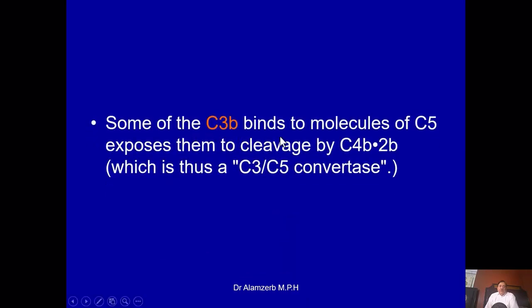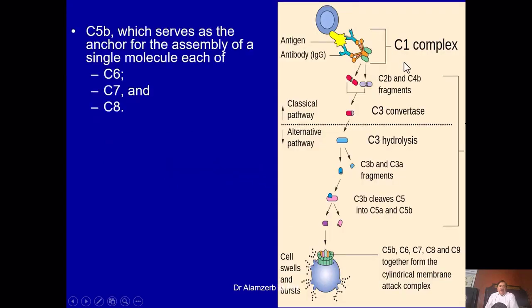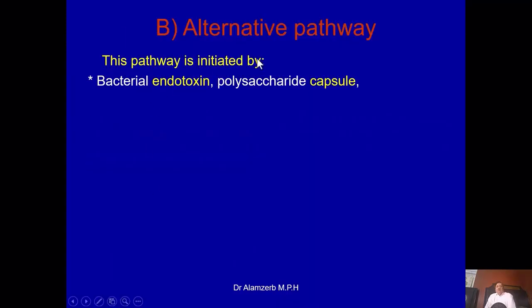Some of the C3b binds to the molecule of C5, exposing it to cleavage by C4B2, which is C3-5 convertase. This is again the classical pathway. Now we'll discuss the alternate pathway.